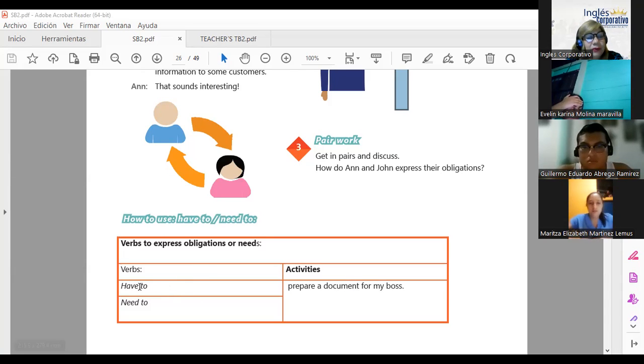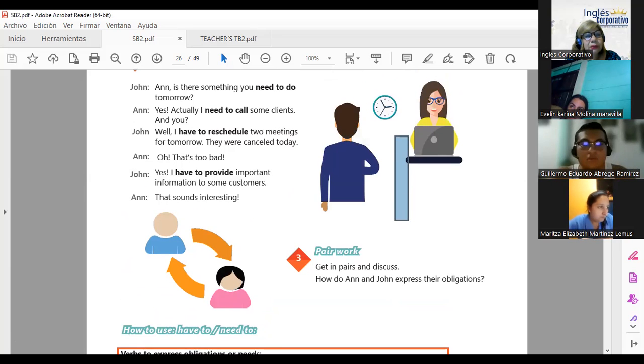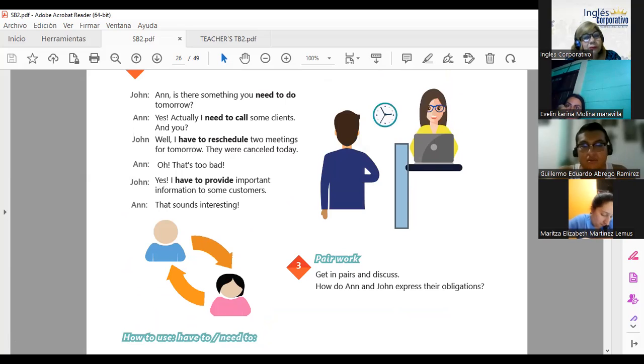What sentence do you have using have to? You have to reschedule the meeting for tomorrow. I need to call some clients. Another, because we have two. And I have to provide important information to some customers. Okay, that is with have to: I have to reschedule and I have to provide. And with need to: I need to do and I need to call, right? That is what you have.